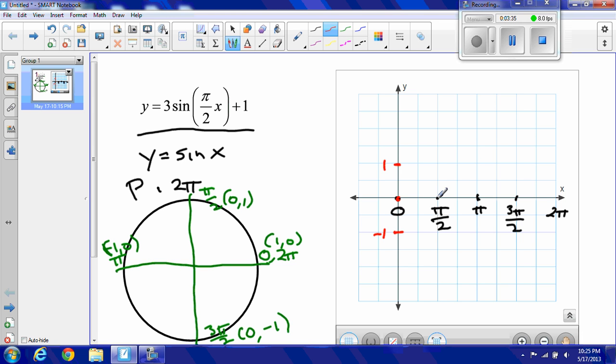So at pi over 2, my sine is 1. At pi, my sine is back to 0. At 3 pi over 2, my sine is -1. And back to 2 pi, my sine again is 0. Well, those are my 5 key points. I've divided my period from 0 to 2 pi into 4 segments by using 5 key points. 1, 2, 3, 4, 5 key points.